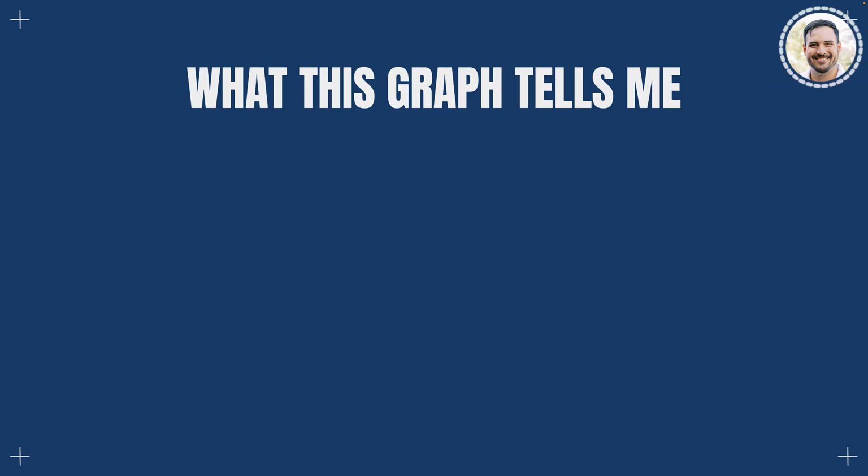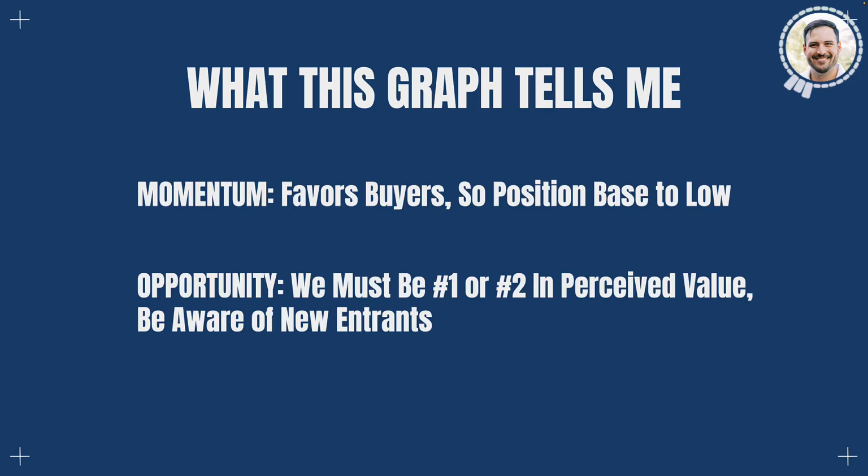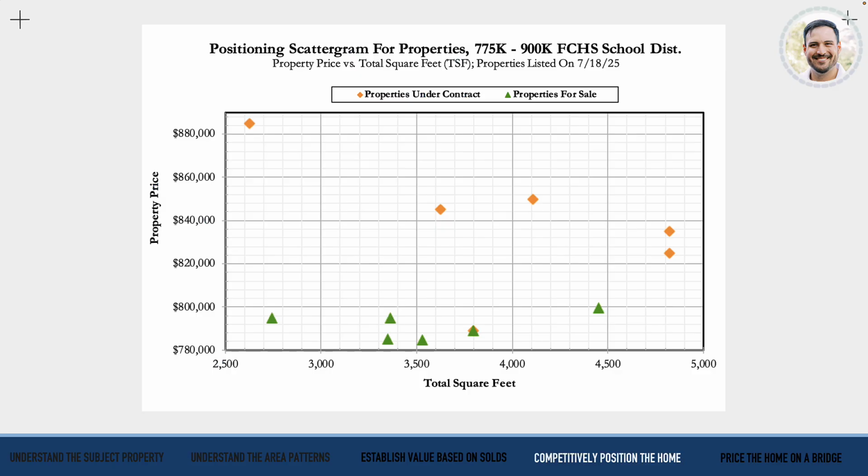So we're going to go ahead and skip through this guy that's told this whole thing and look at a scattergram that shows the homes that are for sale in green and those that are under contract in the gold diamond. As you can see here, you got a number of homes that have sold and a number that are for sale. Now, you can kind of see there's a little bit of pattern developing.